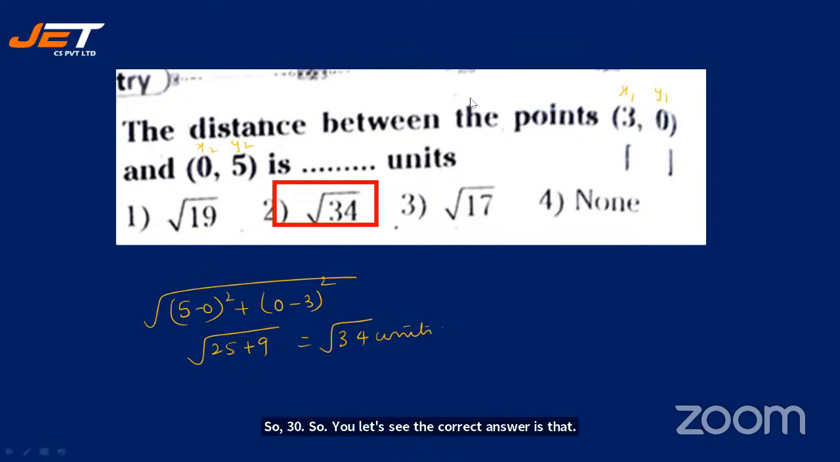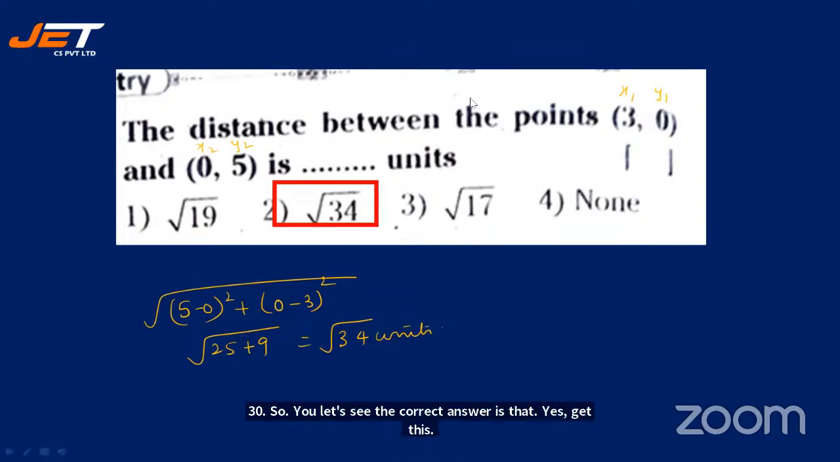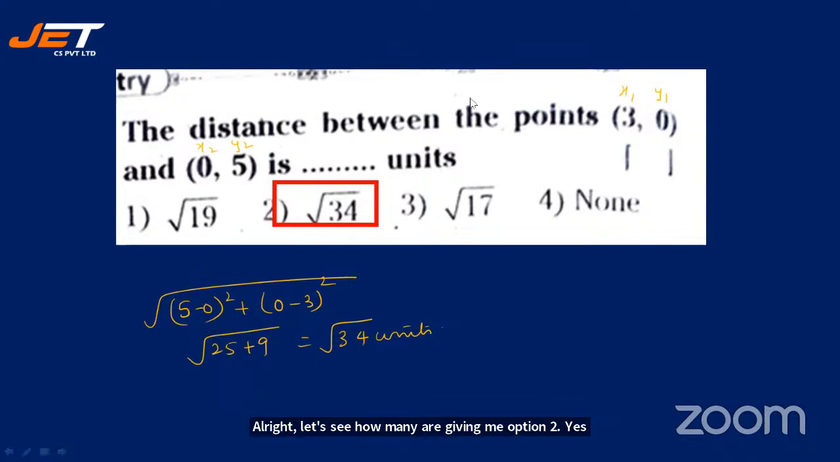Yes, it is. All right, let's see how many are giving me option 2. Yes, almost all are giving me option 2 as the right answer. Ruchita, Lalli, Akhilesh, Gayatri, Bhavna, Kumari, Sai Krishna. Yes, almost all are giving me only this. Correct, perfect. Right, fine. See the next question.